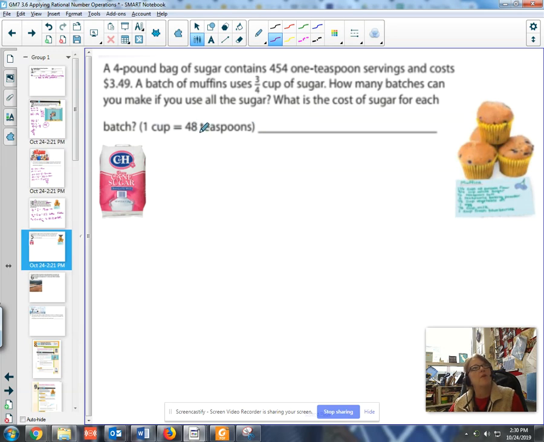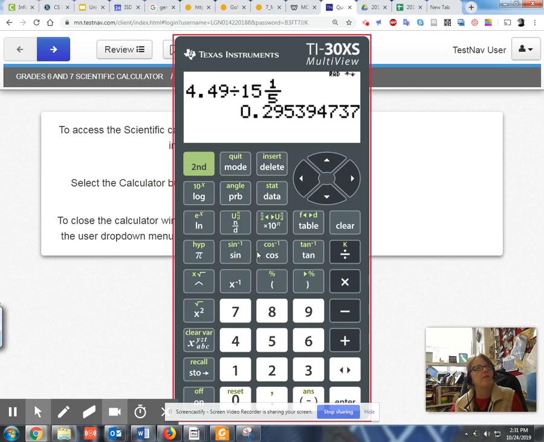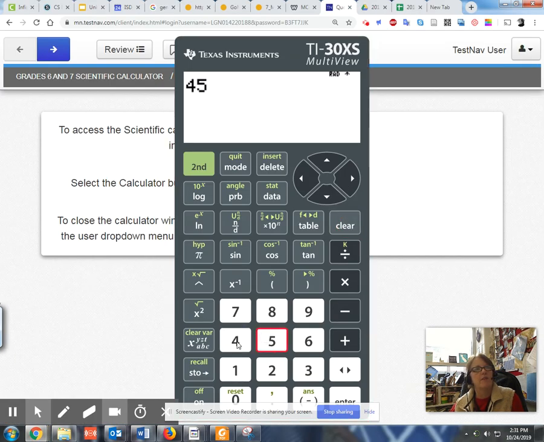So first things first. How many cups of sugar are in this bag? We know it's 4 pounds, but let's see. This is helpful, okay? 1 cup is 48 teaspoons. We know that the bag has 454 teaspoons. So let's first figure out if there are 48 teaspoons in 1 cup. If we do this division, our answer will be how many cups of sugar there are. So let's do that first. 454 divided by 48.